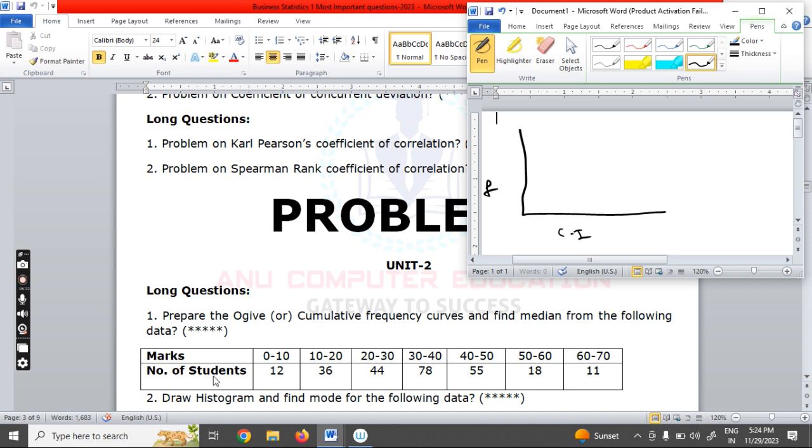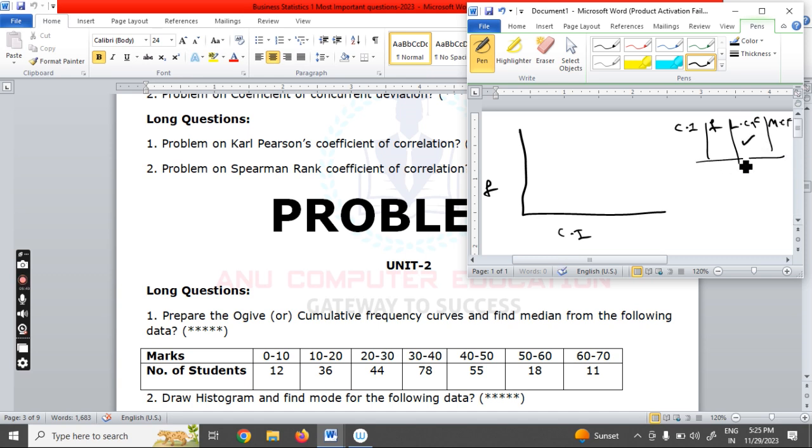First, what is given in the question? The frequency is given. You need to convert these frequencies into less than cumulative frequency and more than cumulative frequency. You have to convert both. The class interval is given and the frequency is given. So first you have to set LCF, less than cumulative frequency. After that, you have to draw one more column, MCF, more than cumulative frequency. You know how to calculate this.